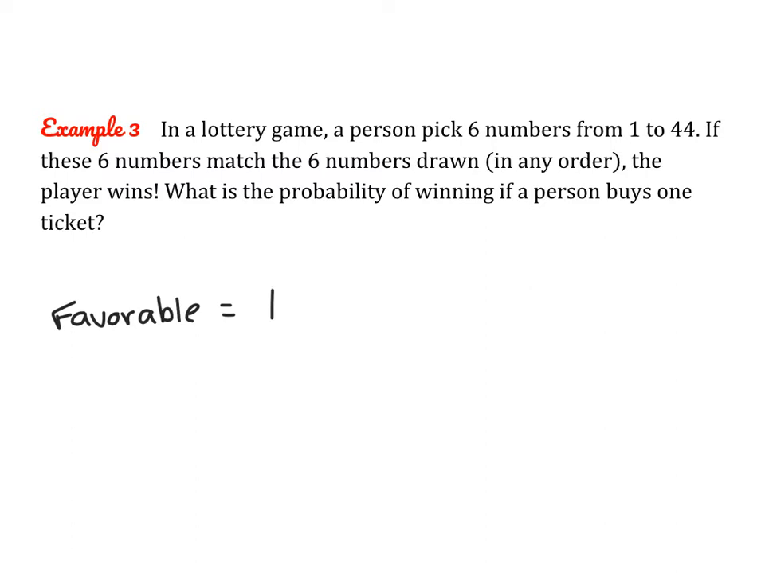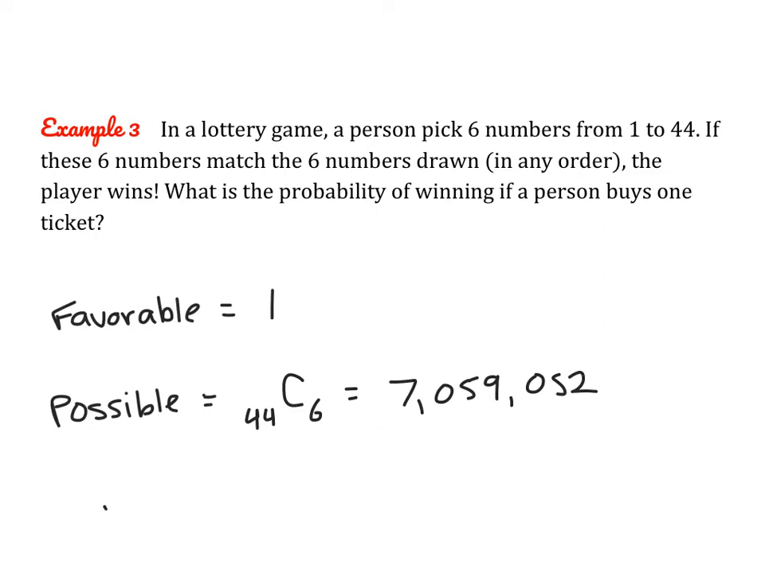So now we have to figure out the total number of possible outcomes. And here's where we have to use the counting principles that we talked about yesterday. So here, since it said that it's in any order, that's implying it's a combination. So there's 44 choose 6. And this will give us a really, really large number for the total possible outcomes, which is 7,059,052. So the probability that you have a winning ticket is 1 over 7,059,052. So clearly your odds are not great.